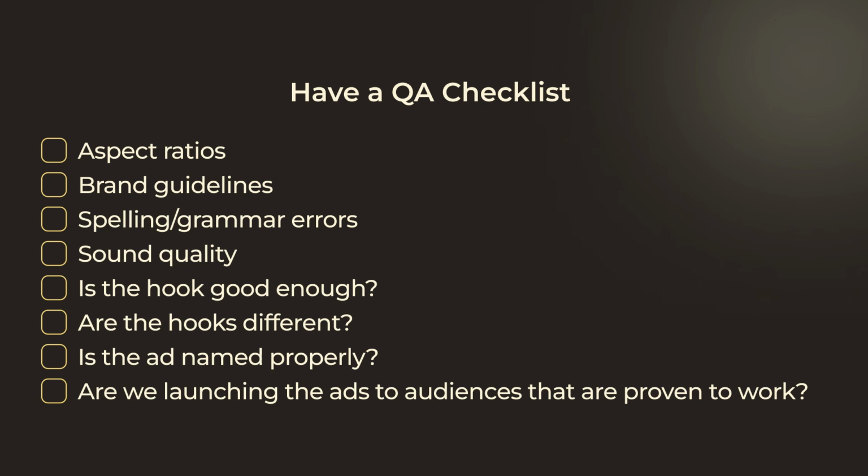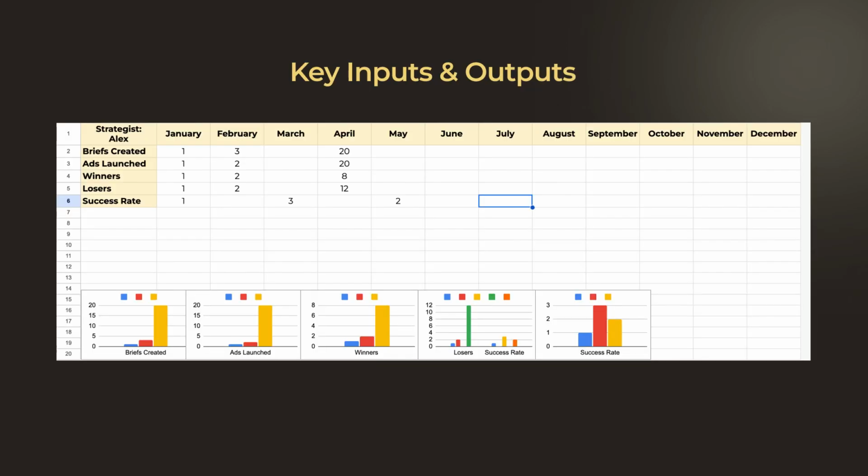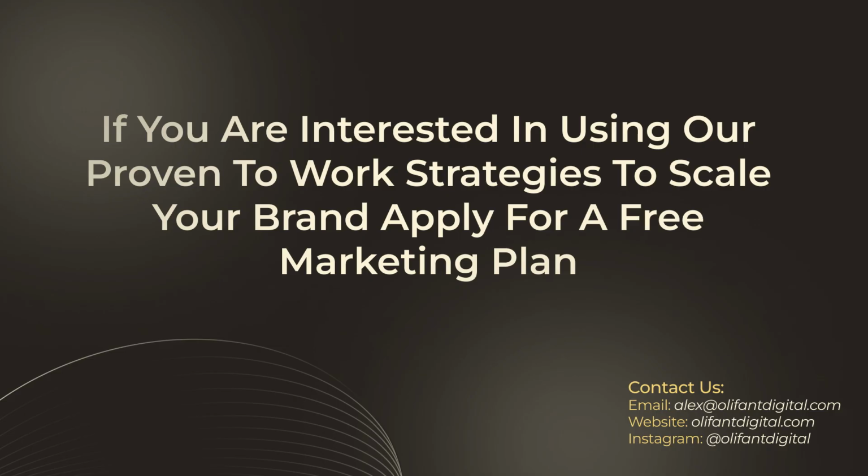So now let's discuss the KPIs and what you should be tracking. Without clear creative production tracking, you can't improve. Your ad account ROI is not enough. Track how many briefs are created, how many ads are launched, how many of them are winners, and how many of them are losers. Track your success rate for every month. This will allow you to scale your account because you will be able to track all of the most important information.